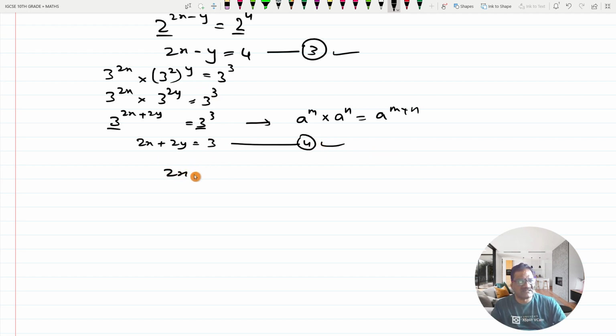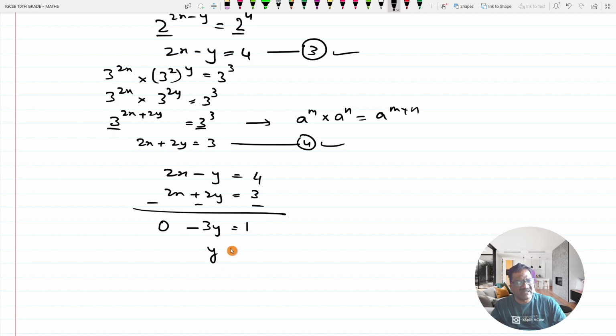So 2x minus y equal to 4. This is equation number 3. 2x plus 2y equal to 3. This is equation number 4. Now what I'll do is I'll subtract this, so I'll put a minus sign over here. 2x minus 2x will go. I'll get a 0. Minus y minus 2y will give me minus 3y. And 4 minus 3 will give me 1. And this gives me y equal to minus 1 upon 3. So I got my y.